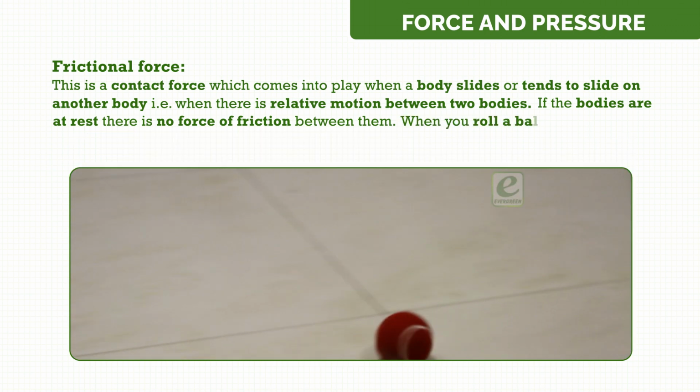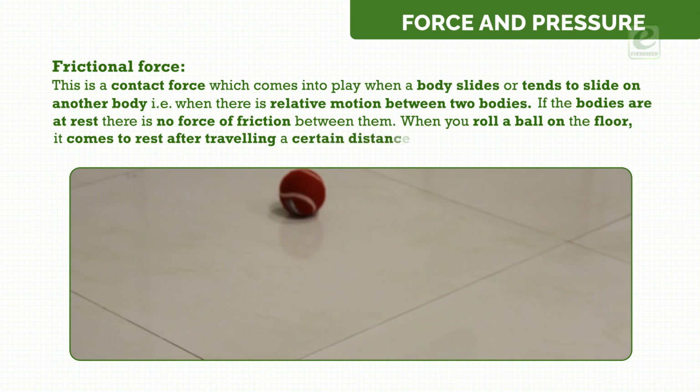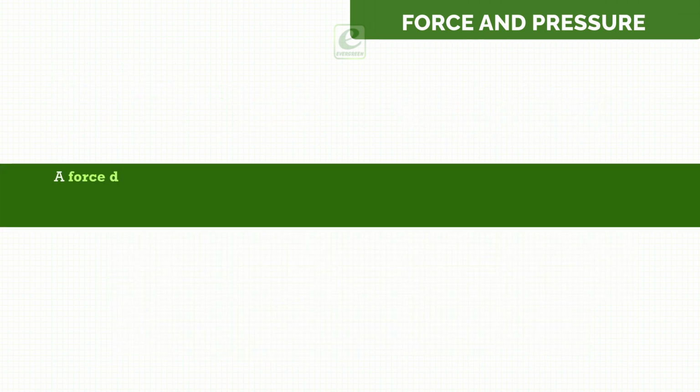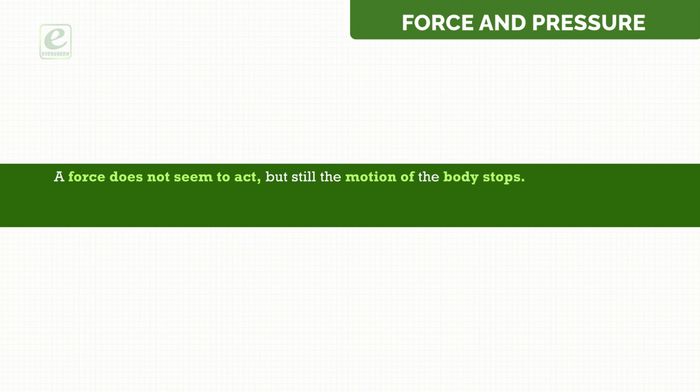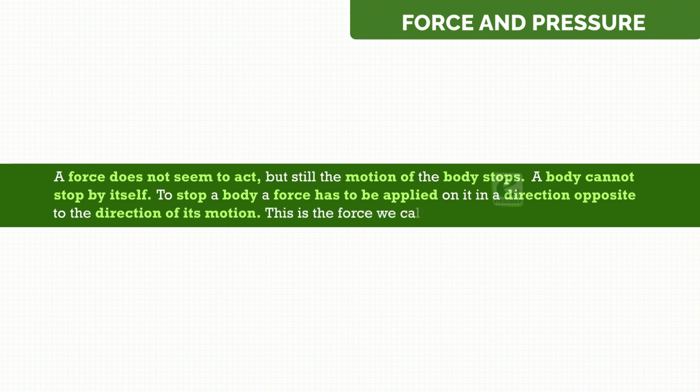When you roll a ball on the floor, it comes to rest after traveling a certain distance, although you do not apply force to stop it. A force does not seem to act, but still the motion of the body stops. A body cannot stop by itself. To stop a body, a force has to be applied on it in a direction opposite to the direction of its motion. This is the force we call friction.